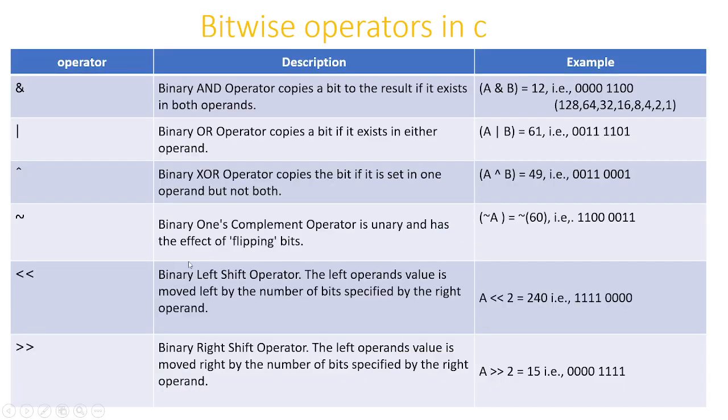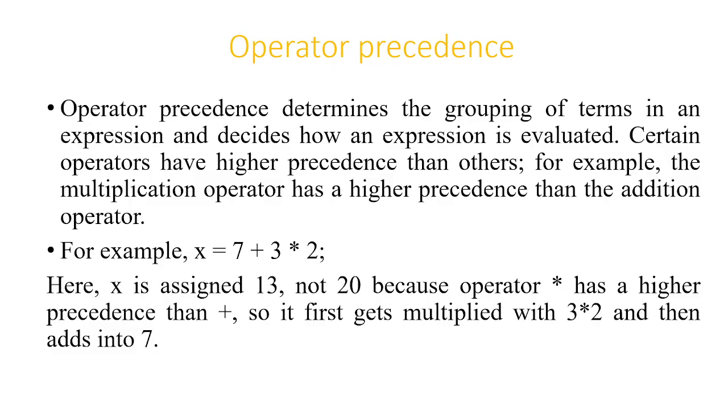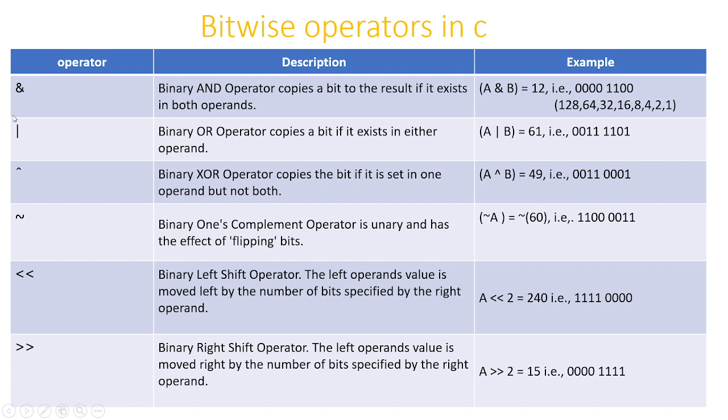And here we listed the bitwise operators. Bitwise operators are especially used only on operands which are represented in binary form, that is zeros and ones. So there is binary AND, then binary OR, this is the XOR operator, and this is the negation, that is the ones complement operator, the left shift operator and the right shift operator, and we specified the description along with an example over here.